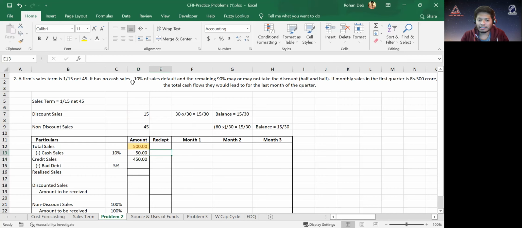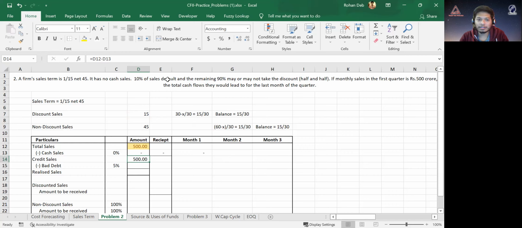Whatever would be my cash sale, the entire money would be received in month 1 if there was cash sale. Here there is no cash sale. So my cash sale is 0, so this is also 0. Nothing is cash sale.